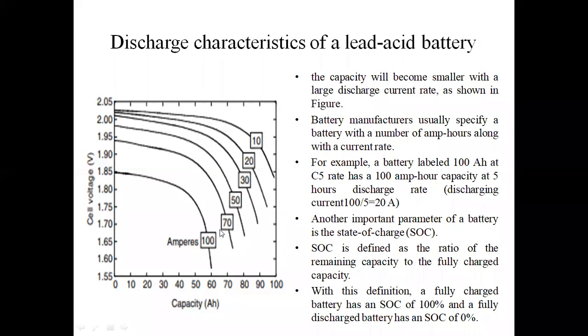Current rating is this: ampere hour, current 100 ampere, 70, 50. This is the current rating. Okay, design with the ampere hour along with current rating. Here I have an example also.